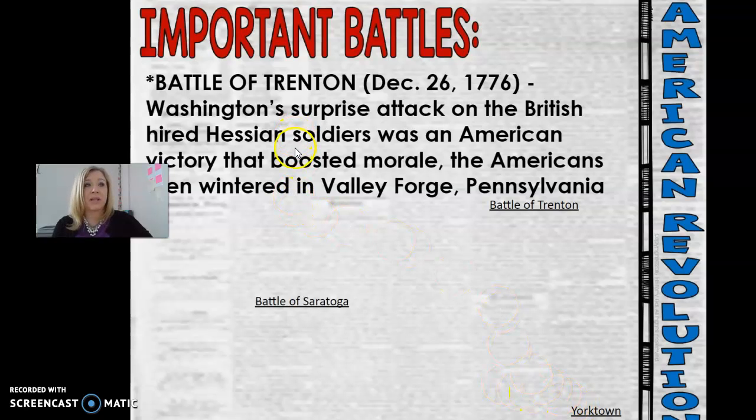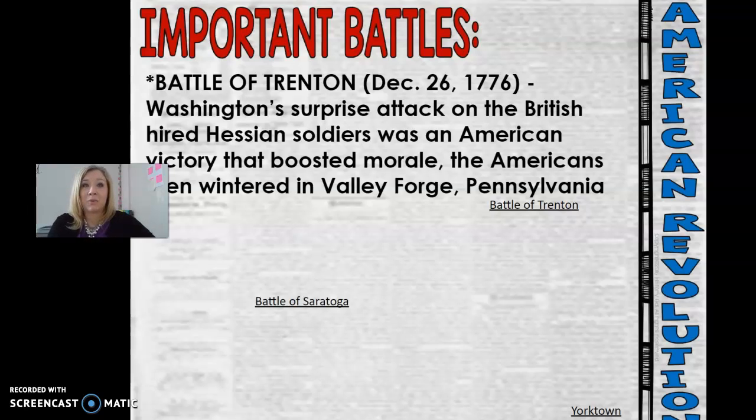So Battle of Trenton happened on the day after Christmas, December 26, 1776, and it's a surprise attack. Washington and his militia attacked the British-hired Hessian soldiers. These are German soldiers hired by the British Crown. And it's a sneak attack. It's kind of dishonest when you think about it.